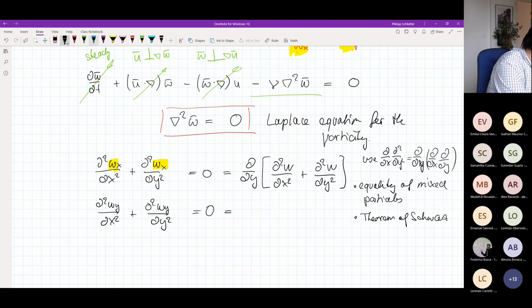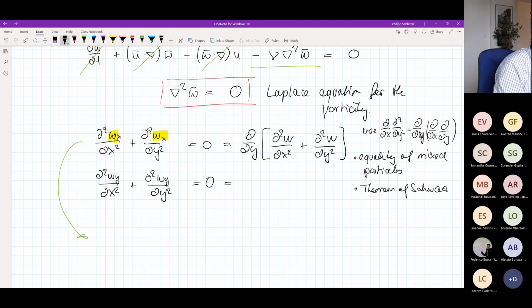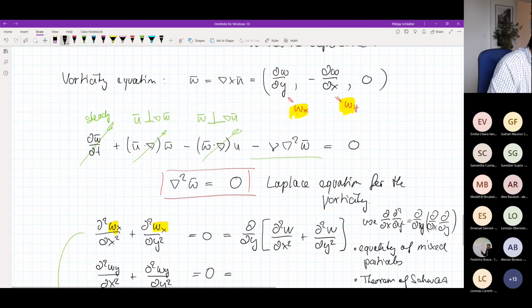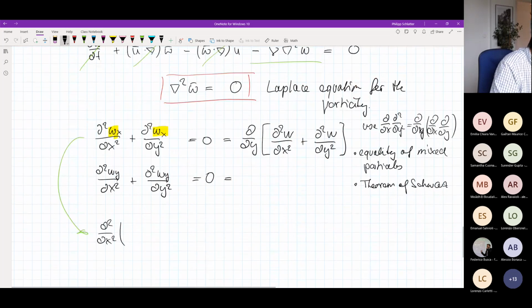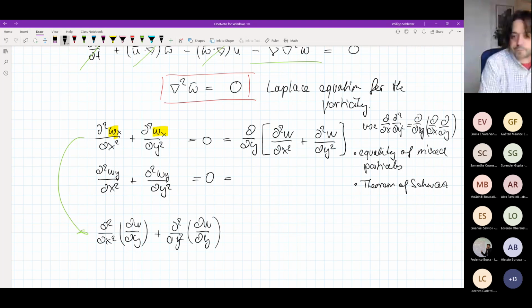Let's do this here in more detail. So we have d squared dx squared times omega x. What was omega x? It's dw dy, plus d squared dy squared times the same, dw dy, right? And this should be 0.